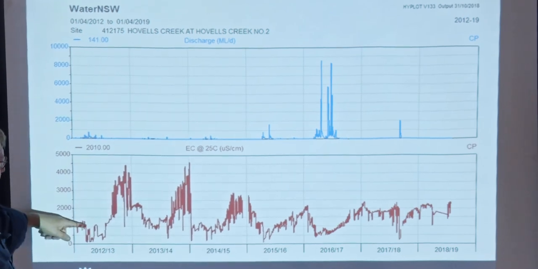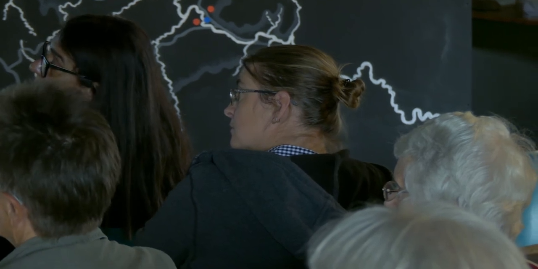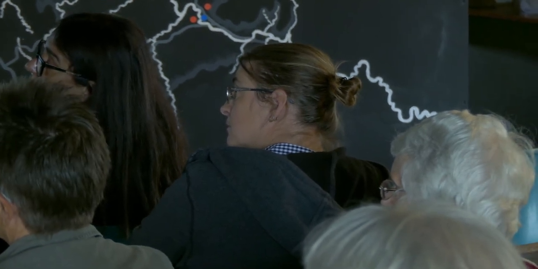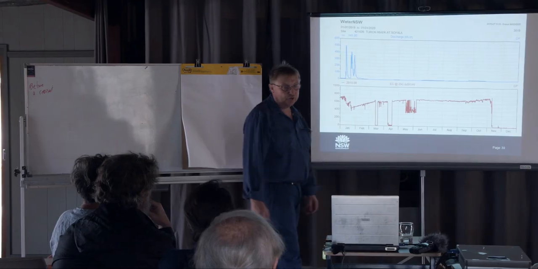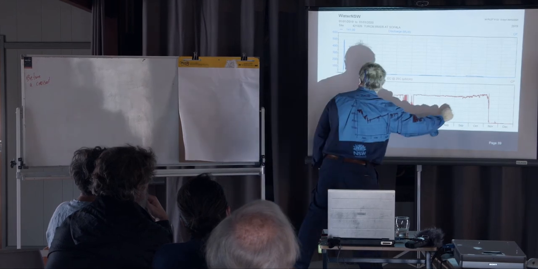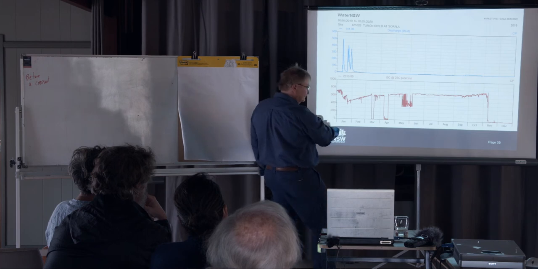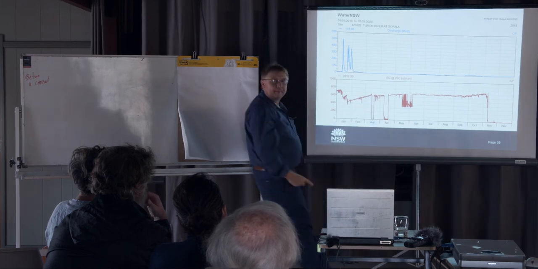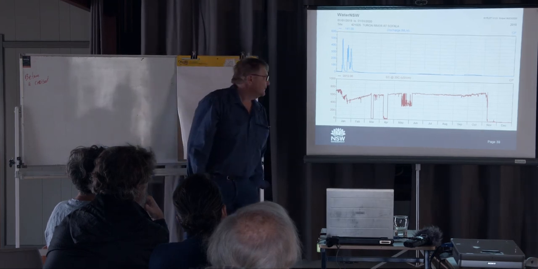Flow, salt. And so you can see some pretty simple patterns where you get big flow, freshens up, right? And then it comes back. Big flow, freshens up. This is the Turon River at Sofala. So again, salt number, right? Flow. And this is just for last year, January to December. Why were those dips? What do you think they are?